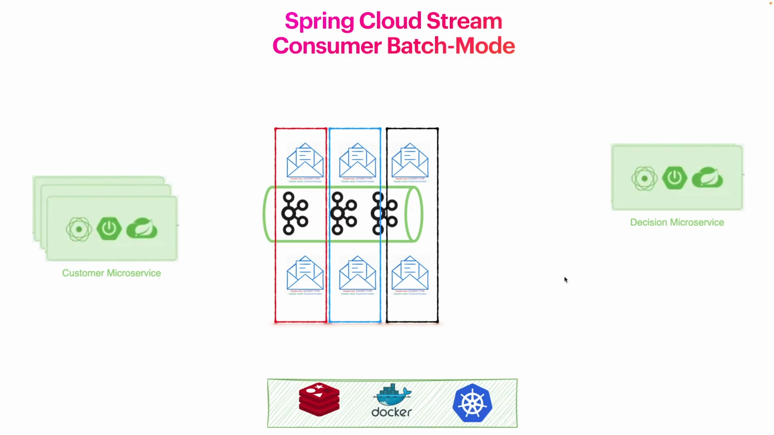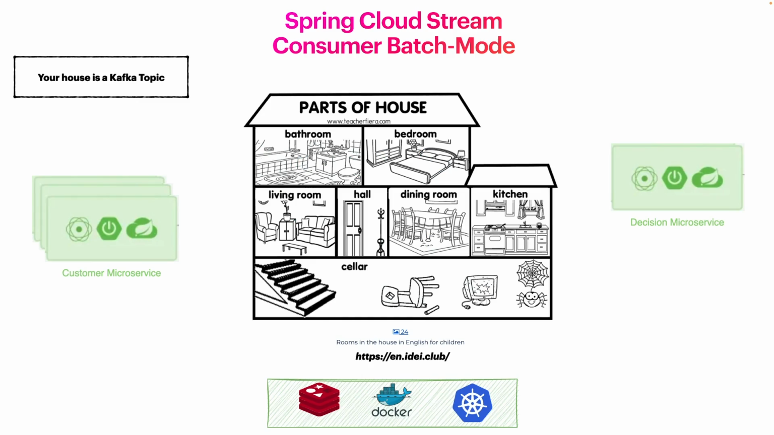So let me give you an analogy. Let's imagine your house as a Kafka topic. Each part of your house is a partition. For example, the bedroom, the kitchen, the living room, they are partitions. If your house is a topic, you have some partitions. So this is the first thing that you can use in order to understand what a partition is.